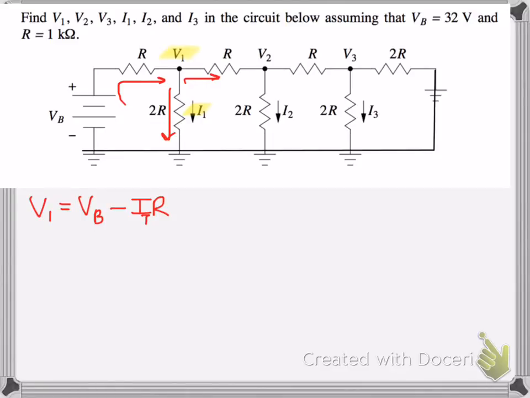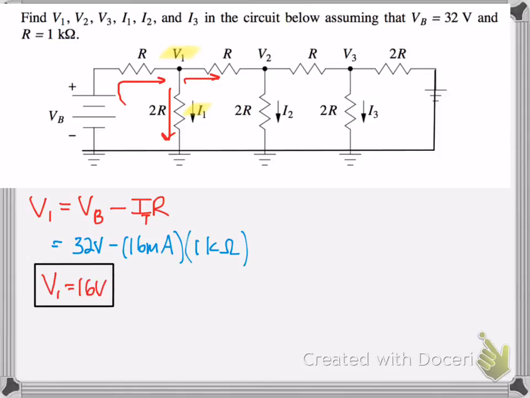Something happened real quick, so sorry if it cut. So the total current is leaving out of the battery, so that upper left red arrow on the circuit there is IT times R, and that is the voltage, since V is equal to IR, going through that resistor. So we have to subtract that voltage from the battery voltage, and that was 32 volts minus 16 milliamps, which is the total current, times the 1 kilo ohm resistor, and that we find out to be 16 volts for V1.